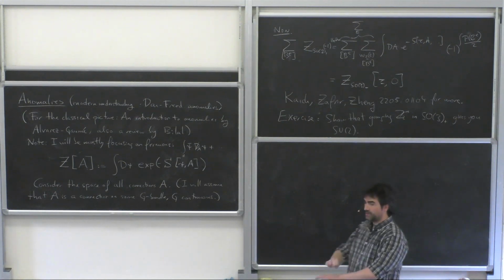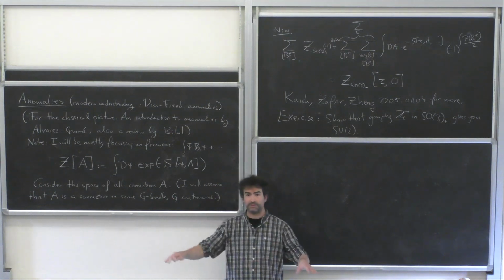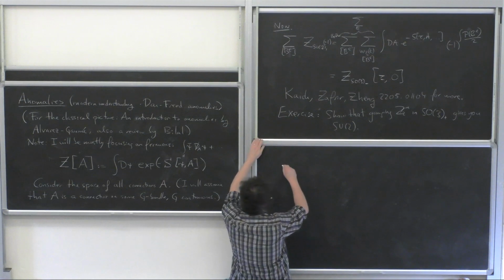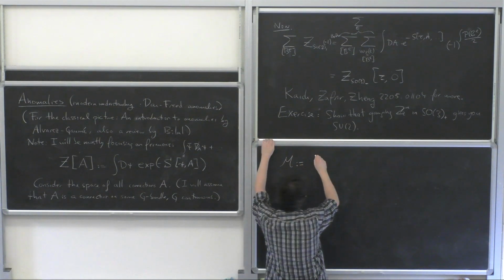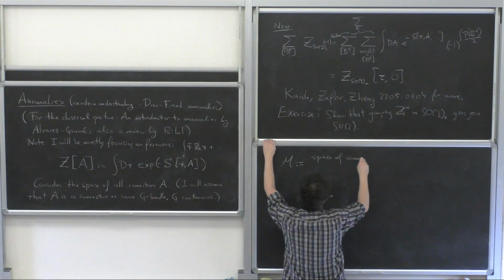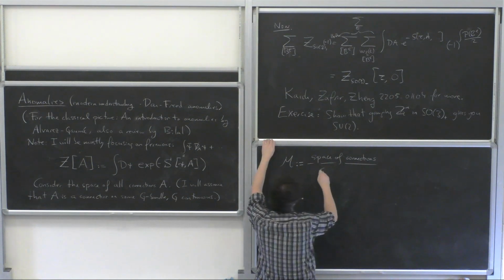So we have the space of all the connections we can put in some fixed four-manifold. This is going to be a huge space, an infinite dimensional one. Let me give it a name. I'm going to define M to be the space of connections modulo gauge transformations.